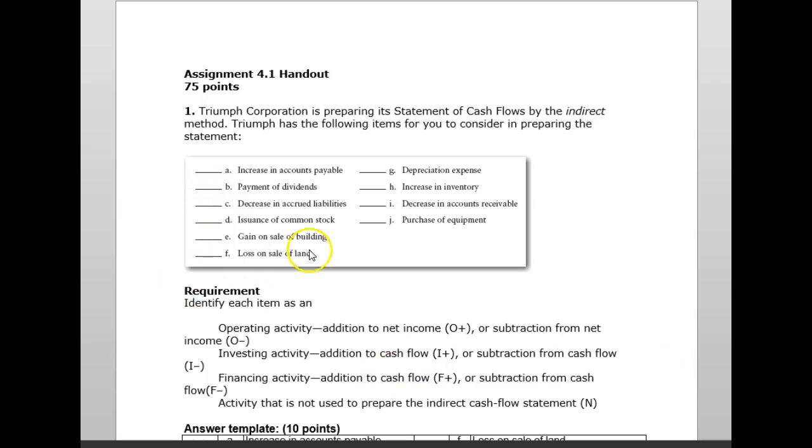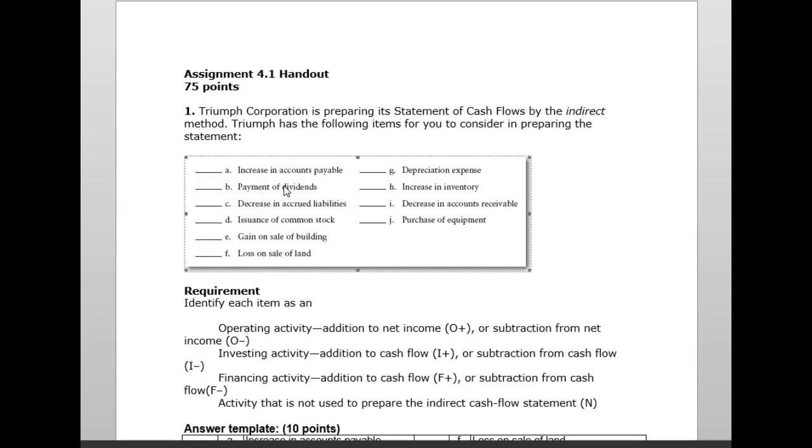And what you want to do here is, by going through the book, what does an increase in accounts payable do? Where does it show up at first? Well, we know it's an operating activity. Does it increase or decrease the cash flow?